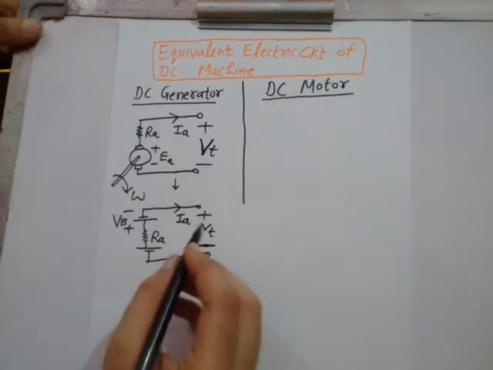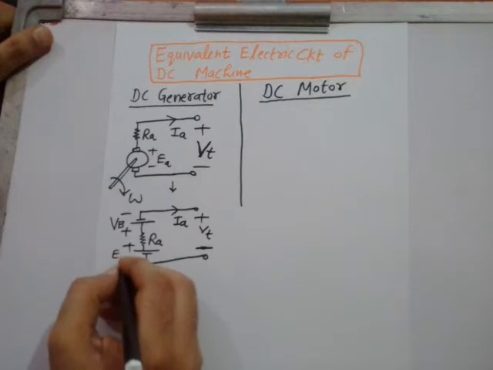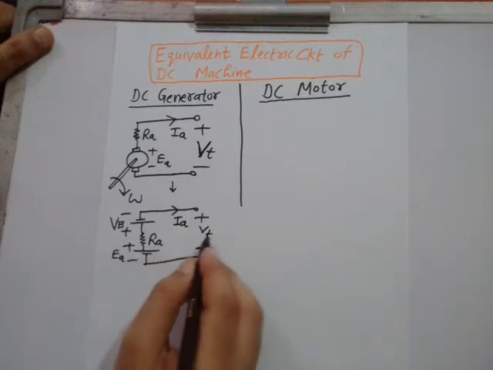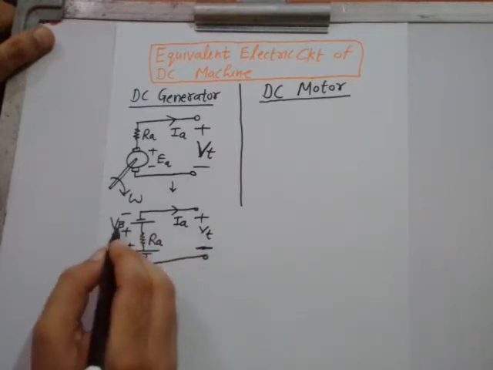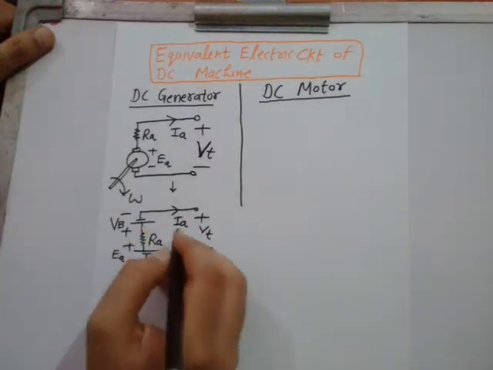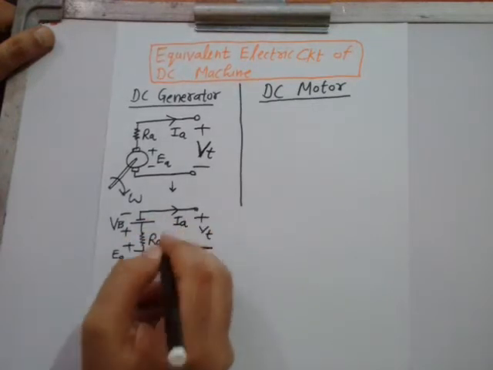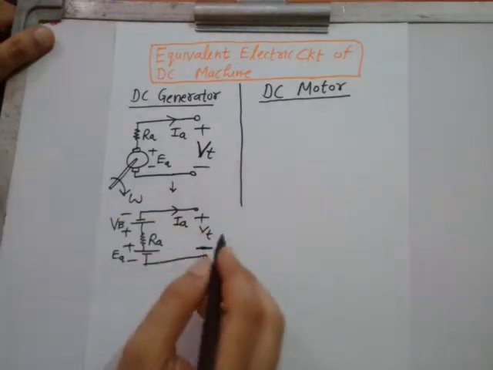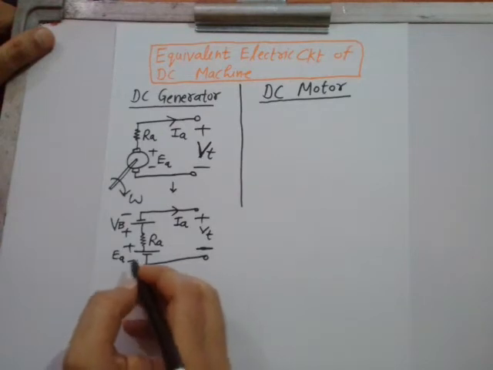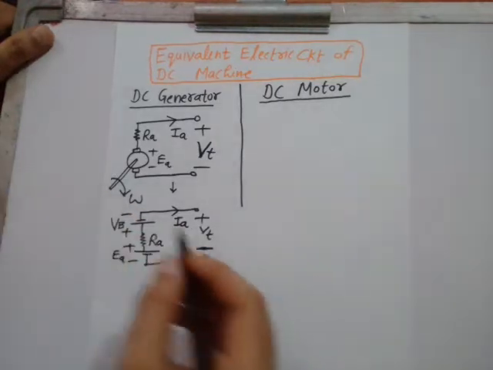This is the induced EMF in the armature. Suffix A stands for armature, suffix T stands for terminal, suffix B stands for brush. So armature current is flowing like this. Armature current is coming from the armature and going to the terminals of the DC generator. So in the DC generator, armature current is flowing from EA to VT.